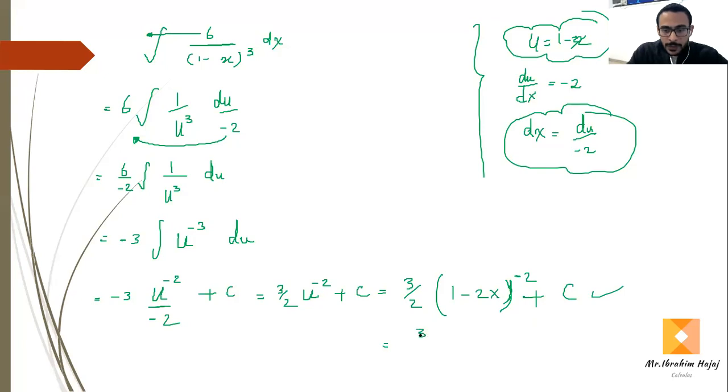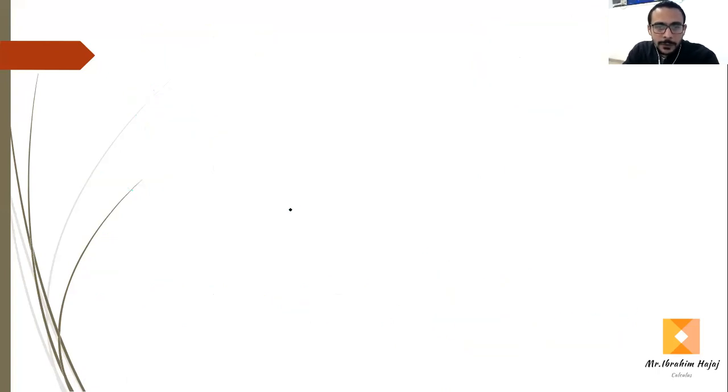Or you can write your answer as 3 over 2 times radical 1 minus 2x, all squared. Why radical? Because it's to the power of 2 in the denominator. Okay, plus c. This is correct also, by getting rid of the exponent.